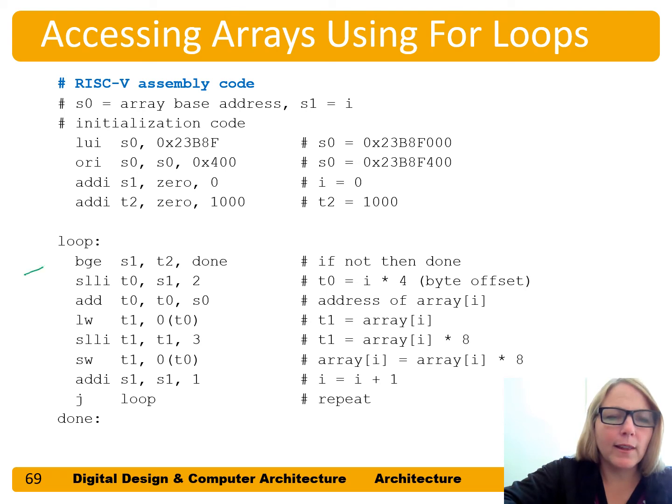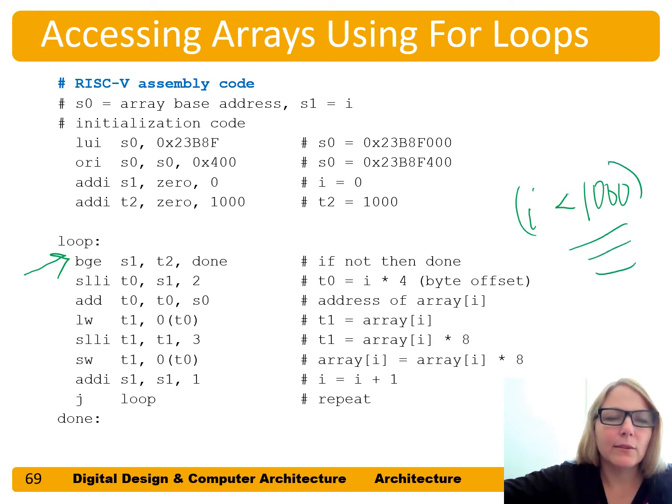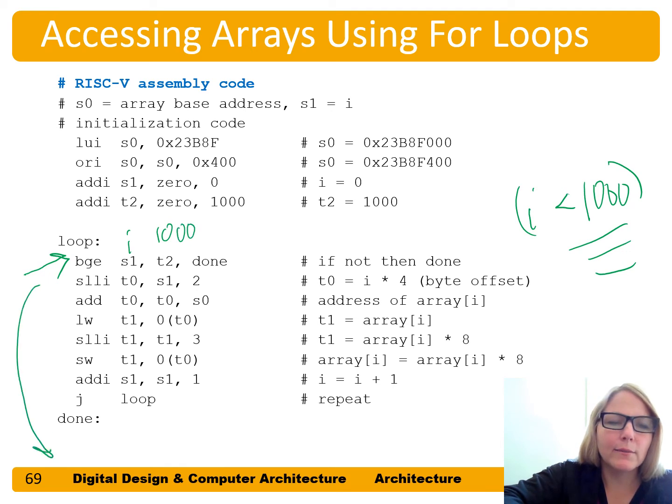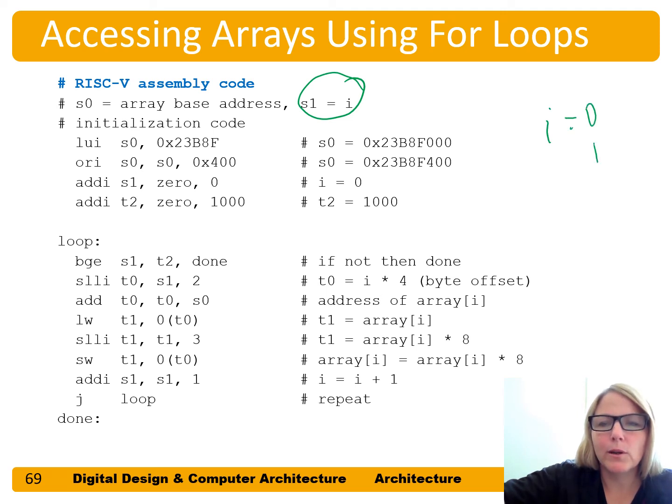And again, we're comparing that opposite case of branch greater than or equal to. Our condition was as long as I is less than 1,000, we want to keep doing the loop operations. This is our condition. And so we're going to test the opposite case. If I is greater than or equal to 1,000, then it's going to say I'm done with this loop. Keep going. And now we have this index I going 0, and then incrementing 1, 2, 3.